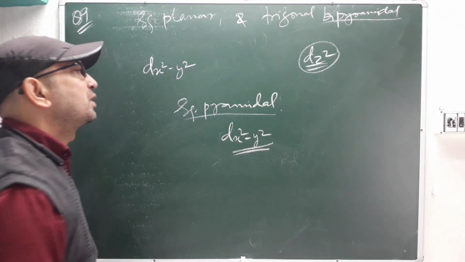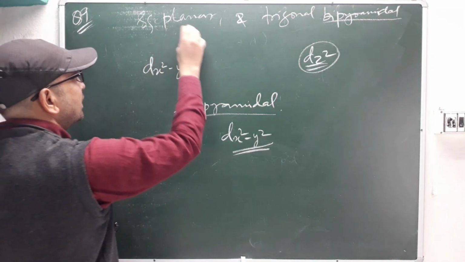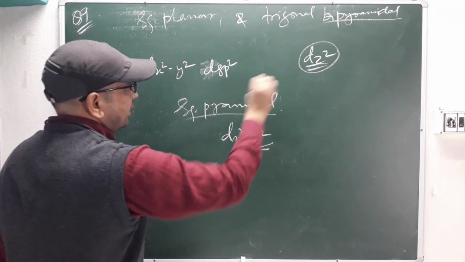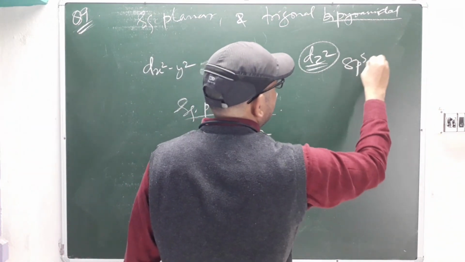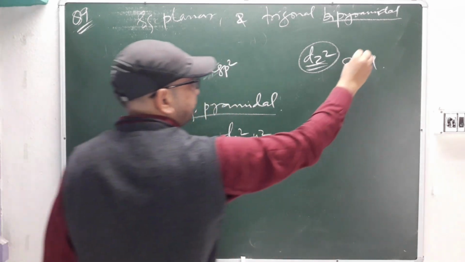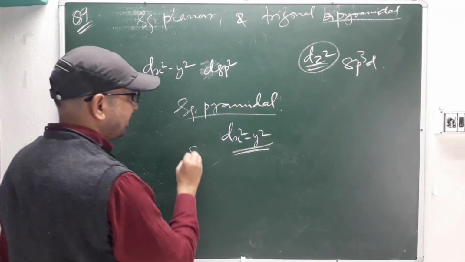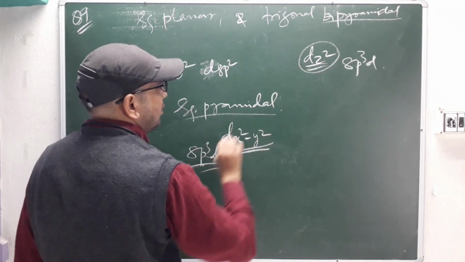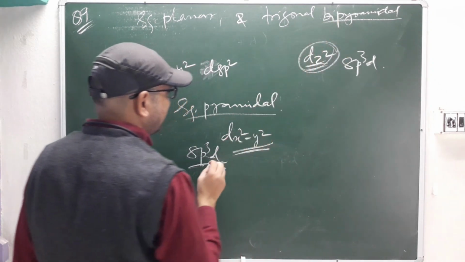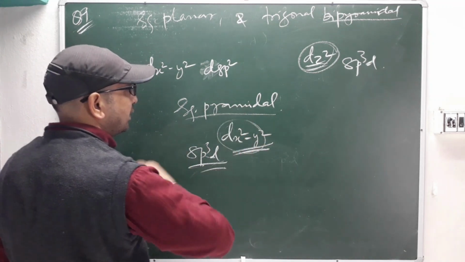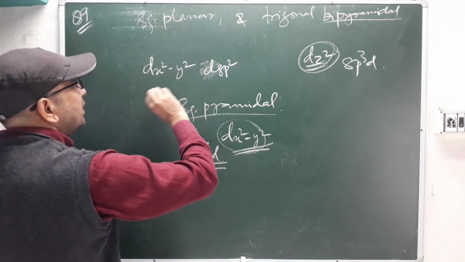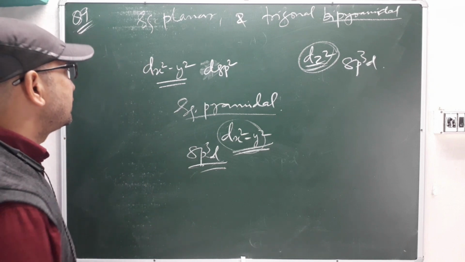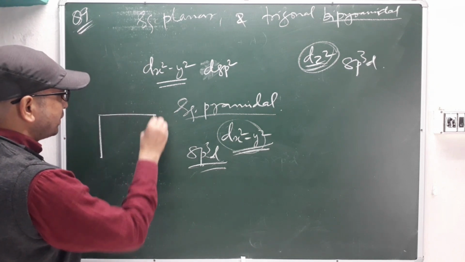So for square pyramidal it is dx2-y2, because for square planar the hybridization should be dsp2, and here it will be sp3d. So in these two sp3d, one will be dz square for TBP, one will be dx2-y2 for square pyramidal, and for square planar it will be dx2-y2. In square planar, why is it dx2-y2? We will see it.